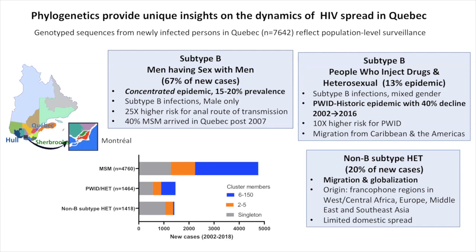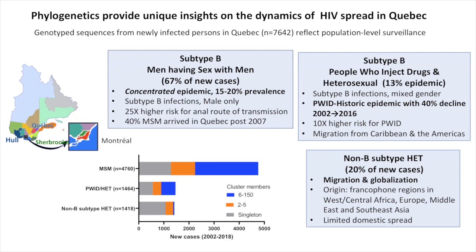arrived in Quebec post-2007. There is also a people who inject drug heterosexual epidemic, which represents less than 5% of all cases. It's a historic epidemic, again with clustering in the early epidemic, but has declined due to the needle exchange programs and antiretroviral therapy. So we have a continuous introduction of new heterosexual epidemics through migration from the Caribbean and Central and South America.